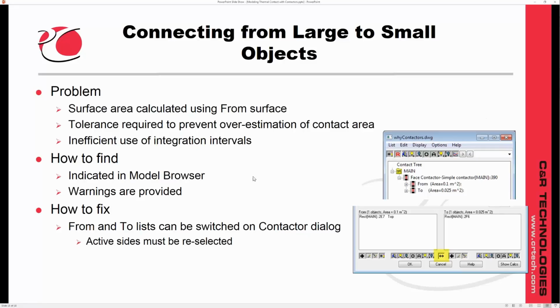Let me go through an example. How you find these situations: one, we will provide some warnings that will pop up. But mostly in the model browser, you'll see contactors that are marked as red. That means that the from area is larger than the total to area. If they're green, that means that you're going from small areas to large areas. And then I'll show you how to fix it. It's as simple as clicking a button.